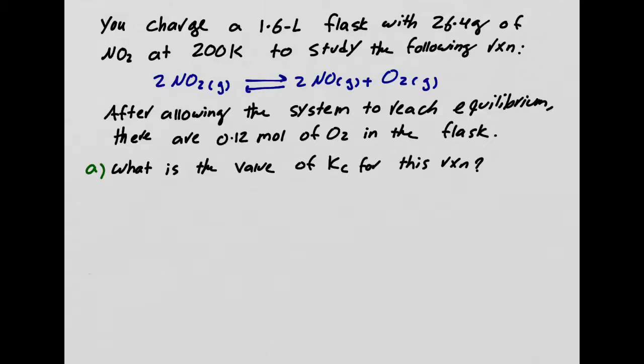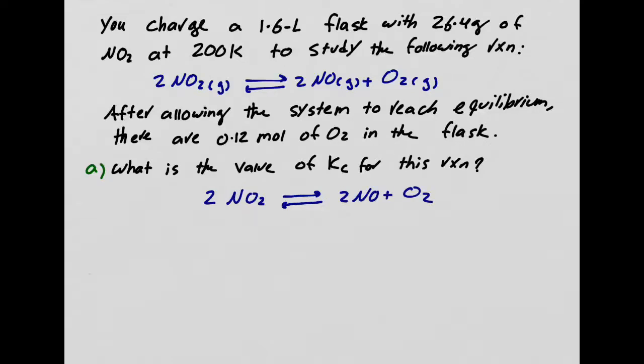I'm sure you can do this problem, especially since we did one very similar to it. Now I'm going to write down the equation. The equation was 2NO2 going back and forth to 2NO plus O2.